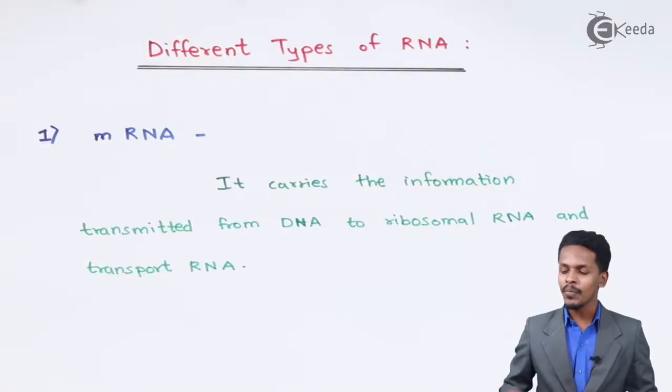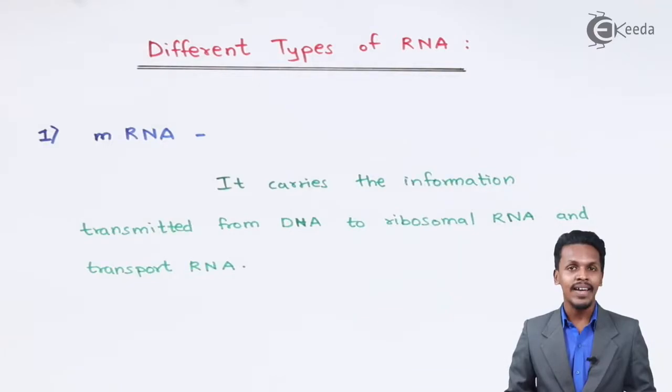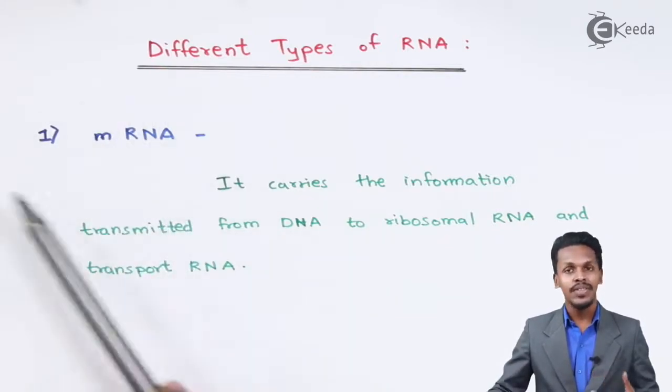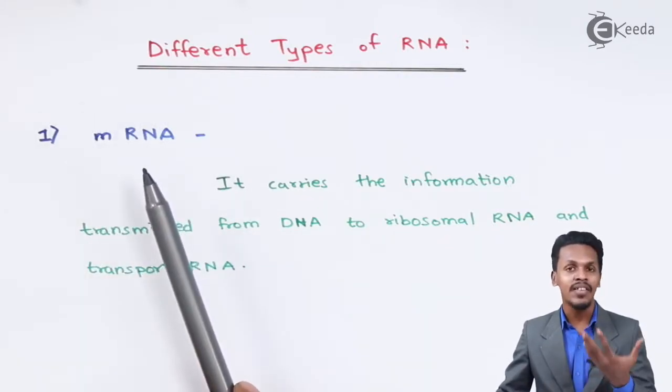So friends, in this topic I'm going to talk about the different types of RNA, and majorly RNA are of three types. That is mRNA, that is messenger RNA, tRNA, that is transport RNA, and rRNA, that means ribosomal RNA. So talking about the first one, that is mRNA, which is nothing but the messenger RNA.